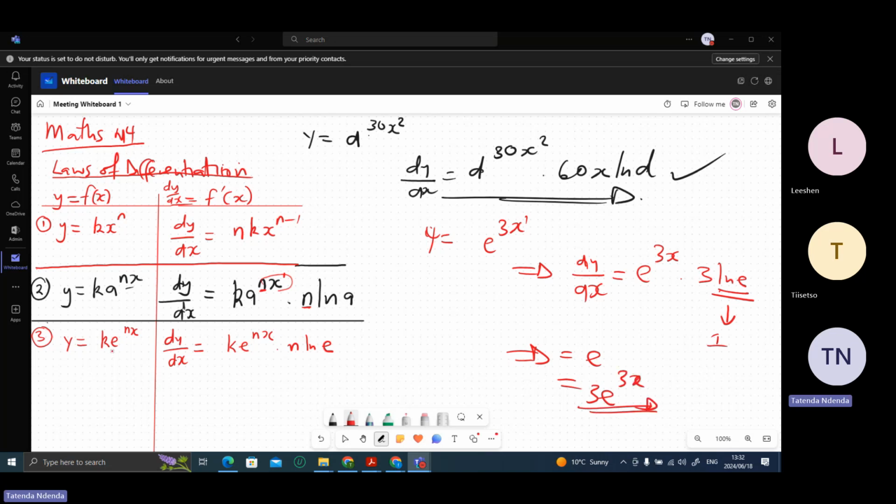Wherever, guys, you see that e is raising here, whenever e is the base, there is no need for you to write ln of e. So meaning that your whole answer now becomes ke to the power of nx multiplied by n, which is equivalent to n ke to the power of nx, like this.